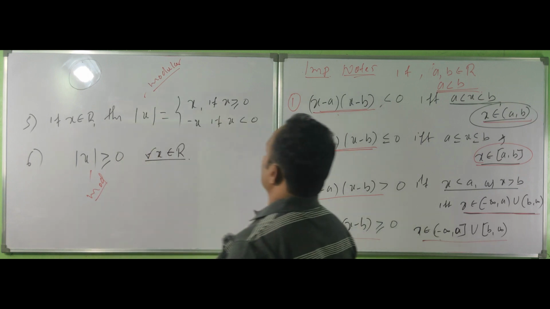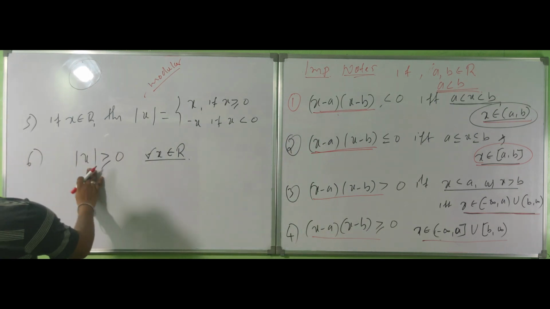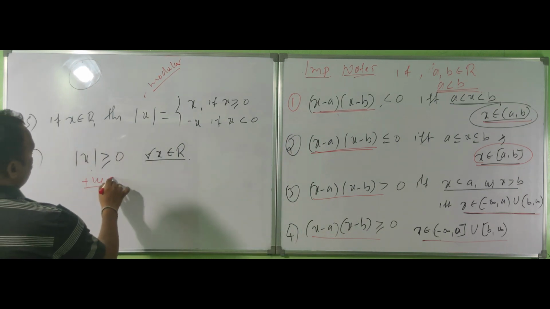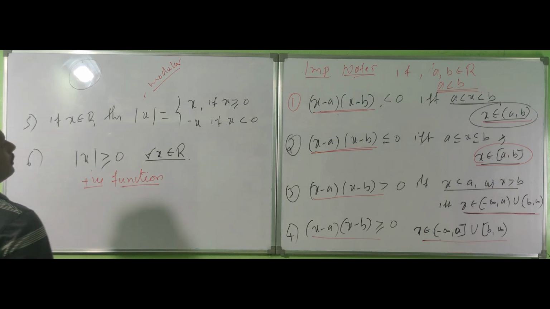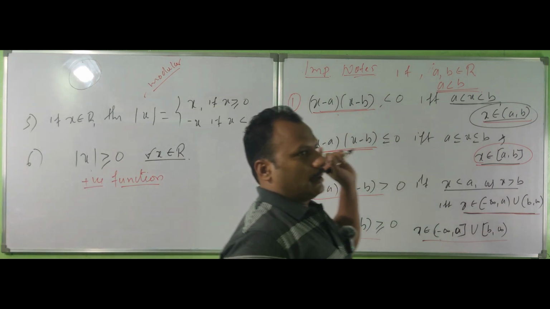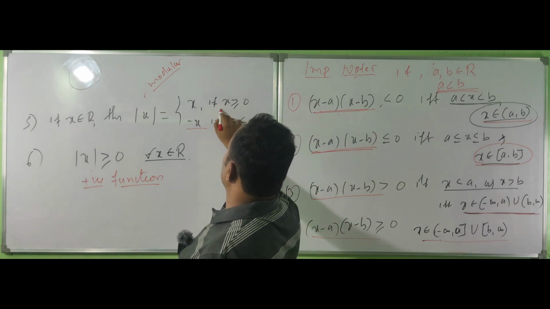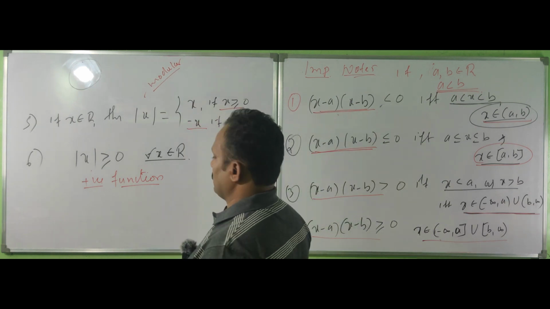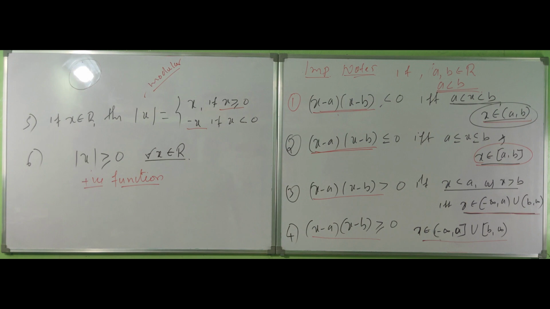This is called the positive real function. If x is less than 0, it becomes minus x, and if x is greater than or equal to 0, it becomes x. By considering these formulas, let's start the examples. Solve the examples.